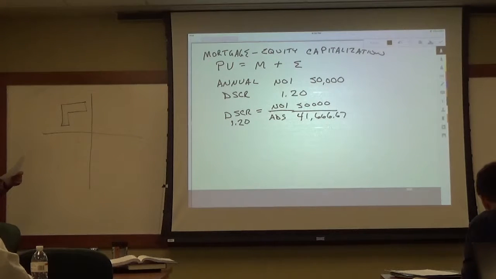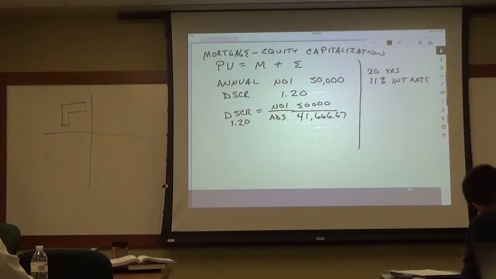Okay? Now then, from that, assume that we get a mortgage loan for 20 years and an 11% interest rate. All right, what's going to be our monthly payment?